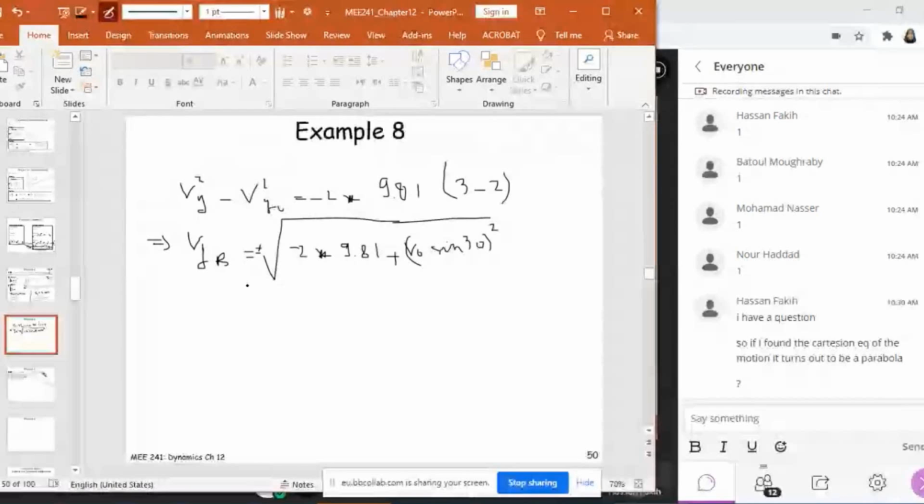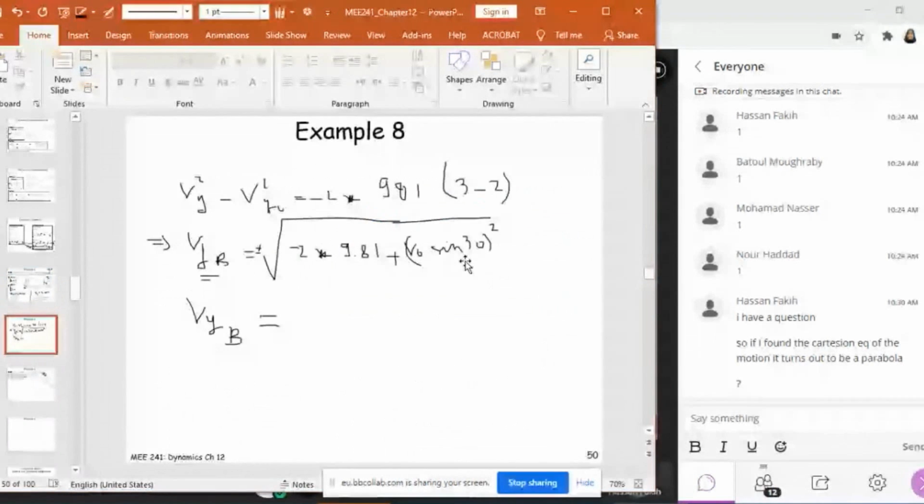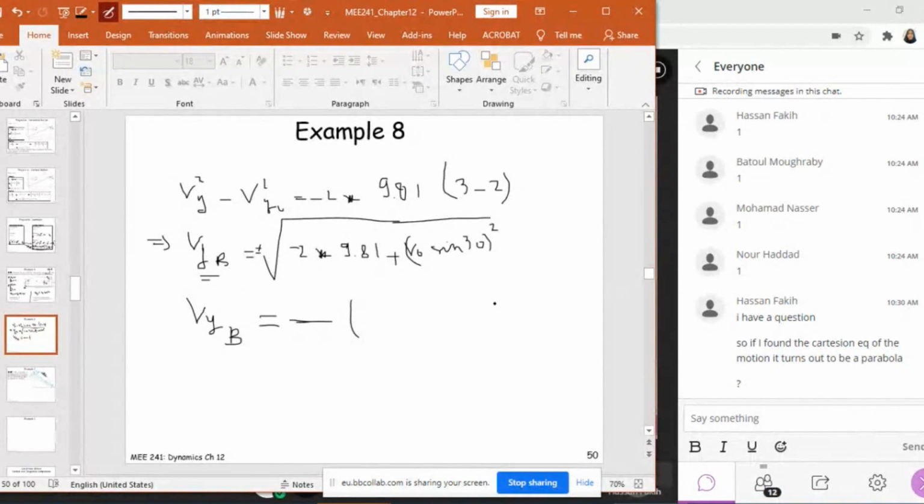So let's go back to the example. What do you think, guys? vyb will be positive or negative? So guys, this is vb. It has a positive x, of course, because v0x is always constant, but it has a negative component in y direction. All right? So vyb will be negative. Okay, so you're gonna choose the negative root. Right? So this is the negative root.